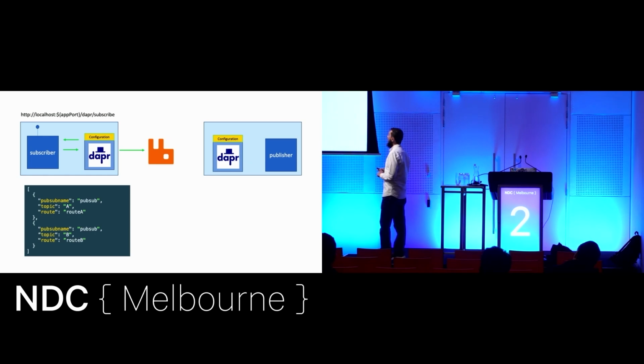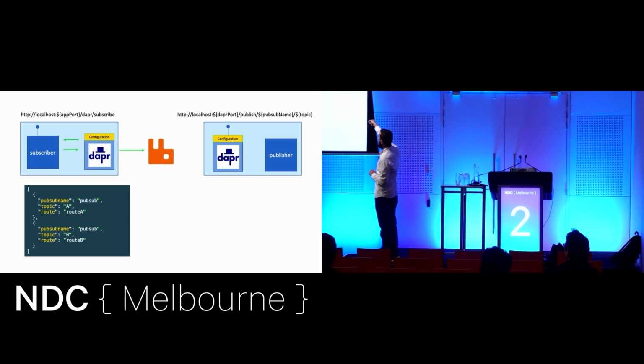On the publisher side, we also have Dapr, started with the publisher, but it's going to be a simpler story. The publisher just needs to send an HTTP message on this endpoint: your application port, or the Dapr port, the publish word, it's hard-coded, it's very concrete.